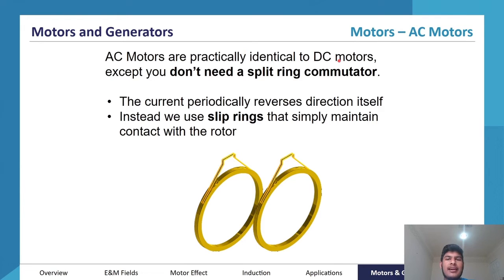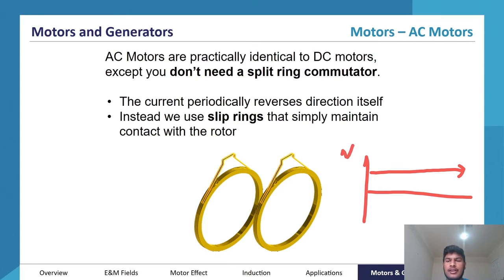Now, AC motors are practically identical to DC motors, except you don't need a split ring commutator. You have something called a slip ring commutator, and all that does is maintain contact with the rotor. The reason why we don't need a split ring commutator is because when we're talking about DC current, it's always positive, right?